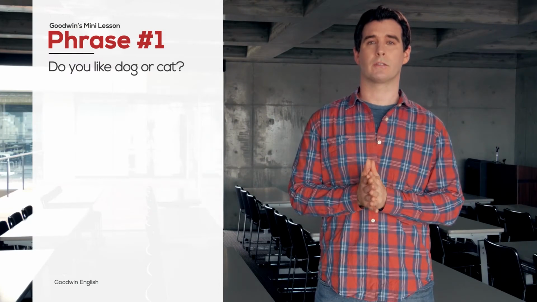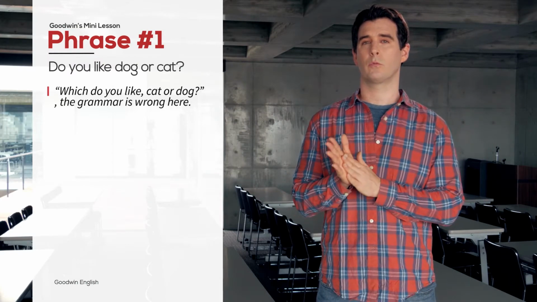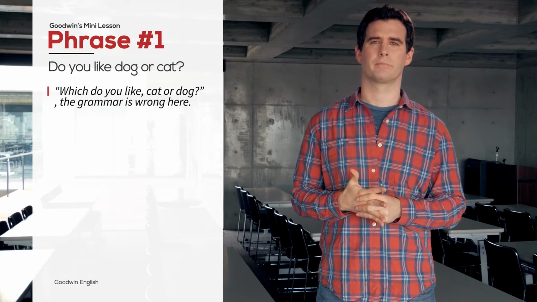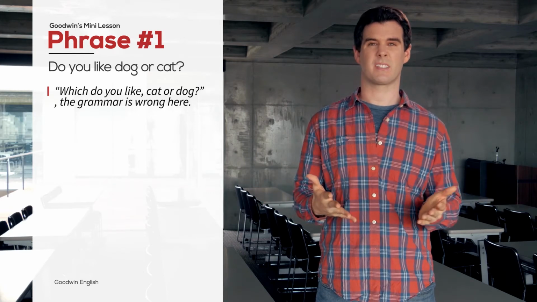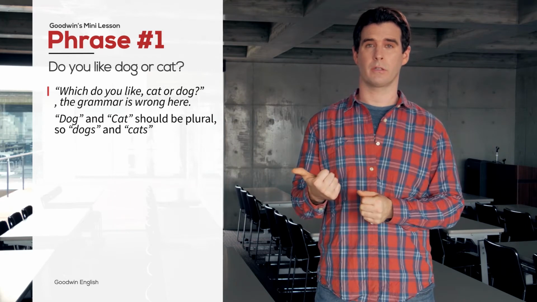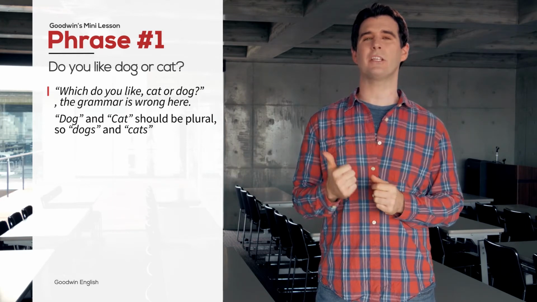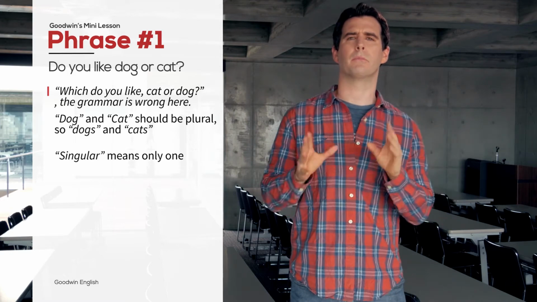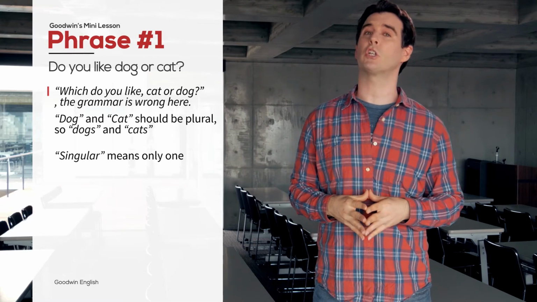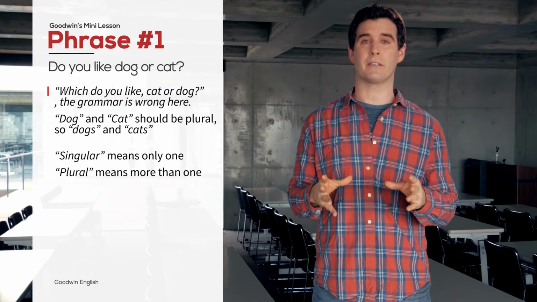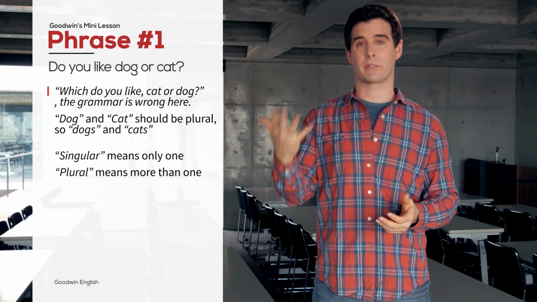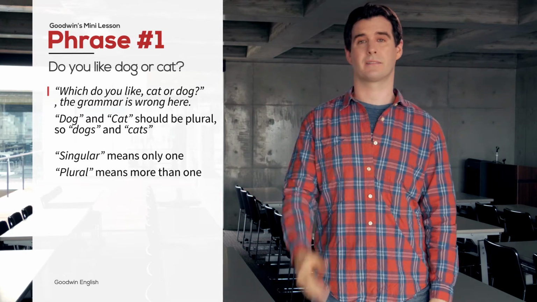Now we are going to take a look at the phrase, which do you like better, dog or cat? Grammatically, this is incorrect. The problem here is that the words dog and cat are both singular. Singular means only one. Really, this should be plural. Plural means more than one. So, for example, dogs and cats.